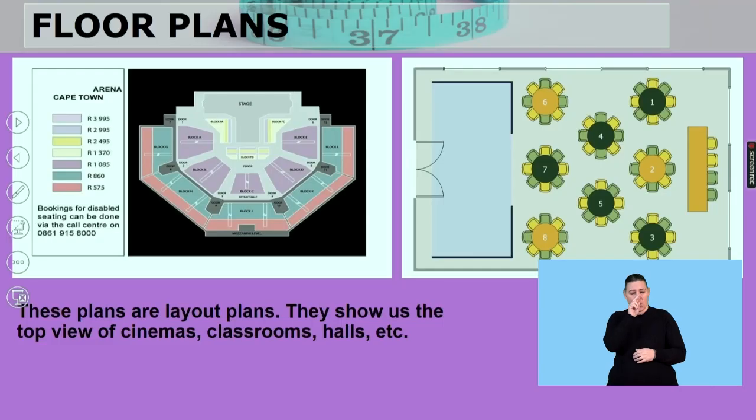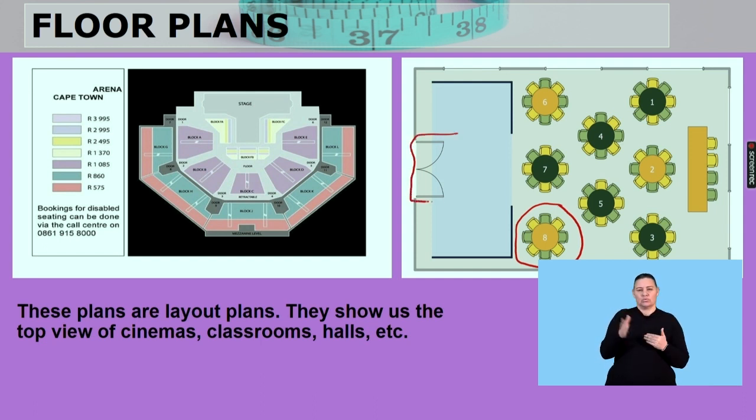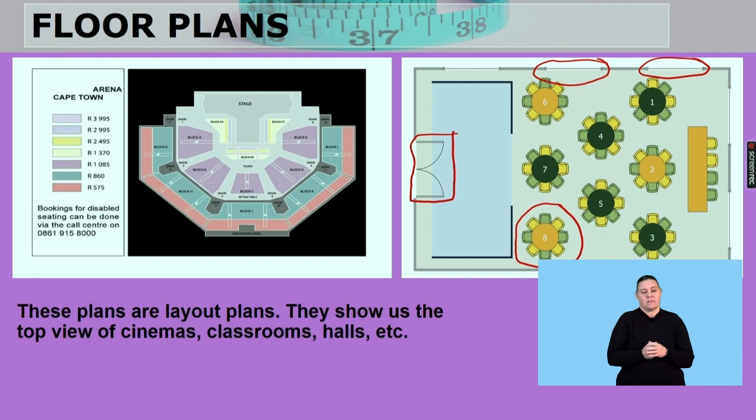So, looking at this now, these plans are layout plans. They show us the top view of cinemas, classrooms, halls, etc. So, these kind of things are a little bit different. As you can see here, these ones are a little bit colorful. Looking at these type of circles, for example, you've got chairs around the table. On this side, you've got 2 doors, double doors. You've got a series of windows there, stuff like that. So there's various different type of plans that we can look at.